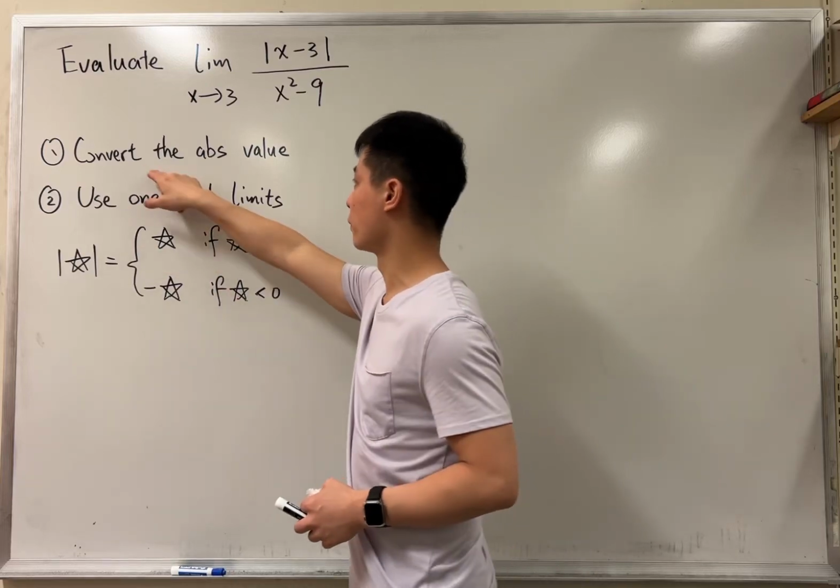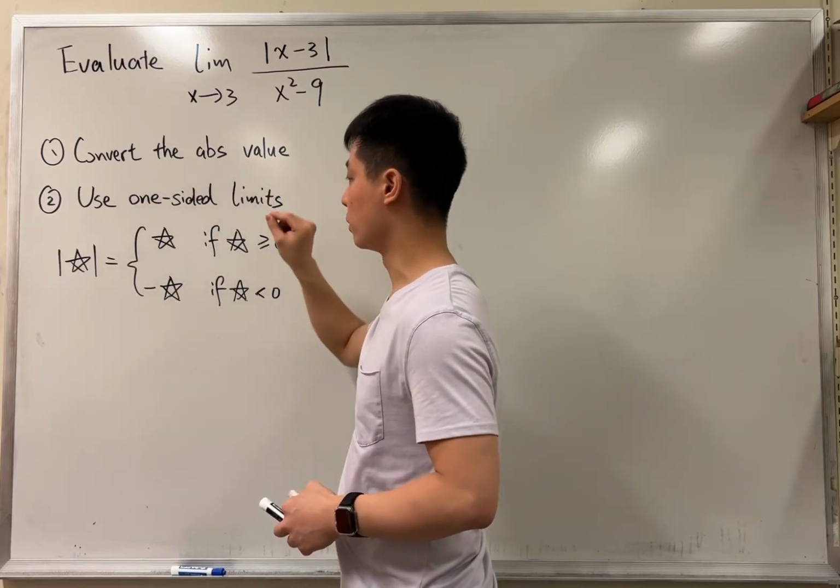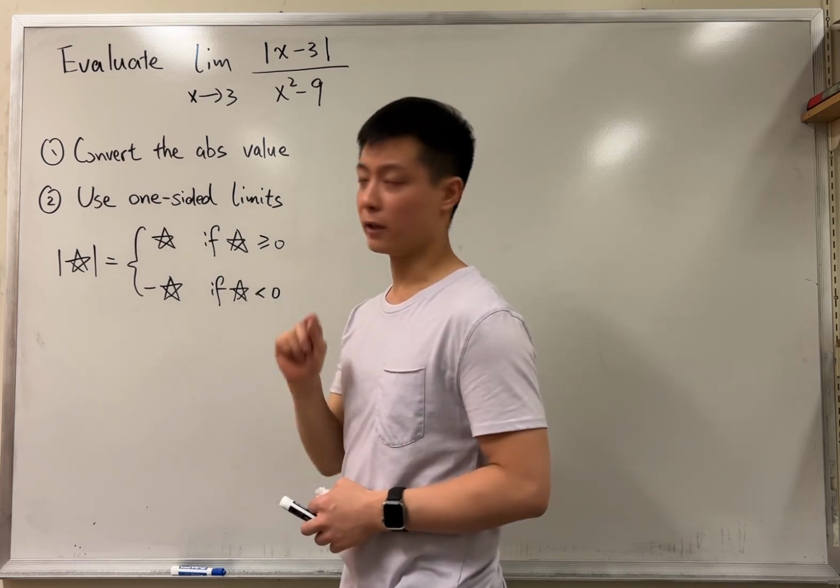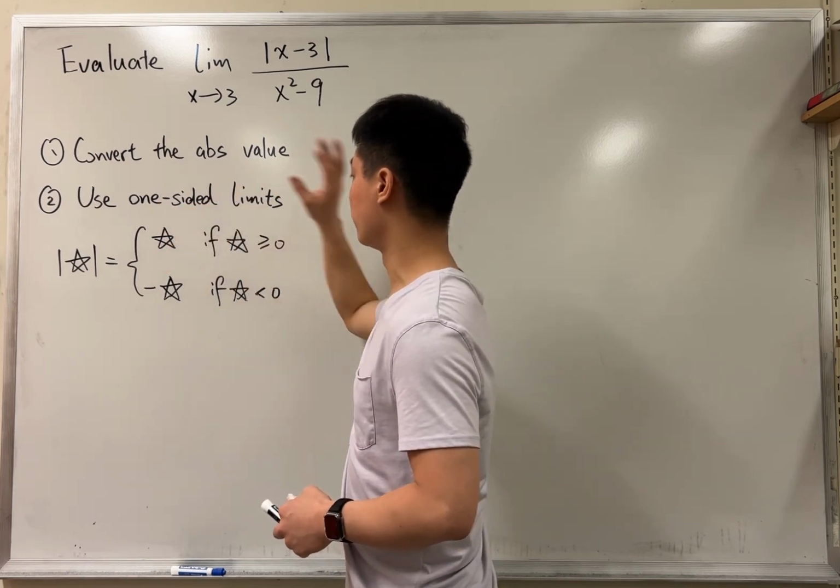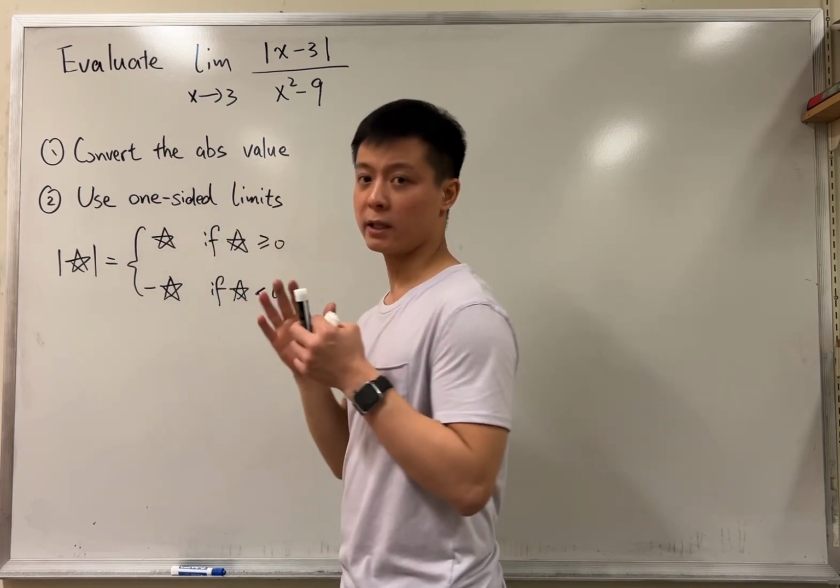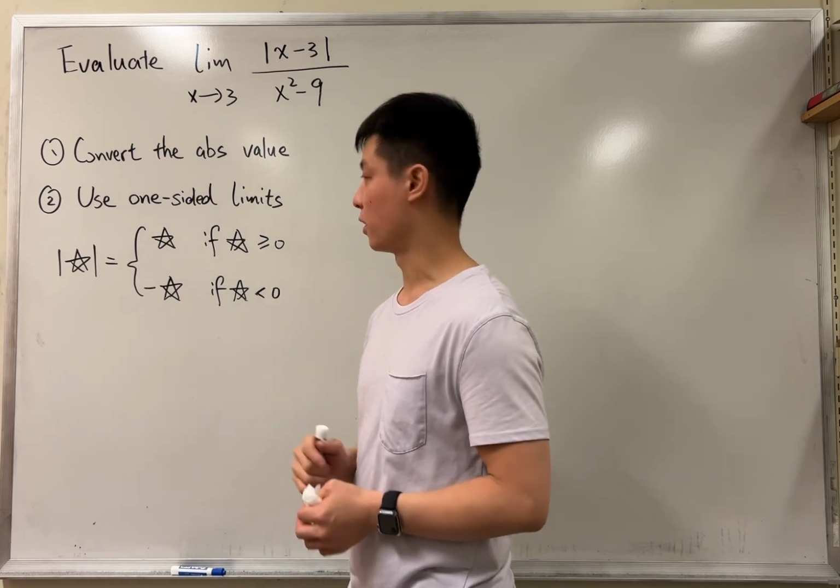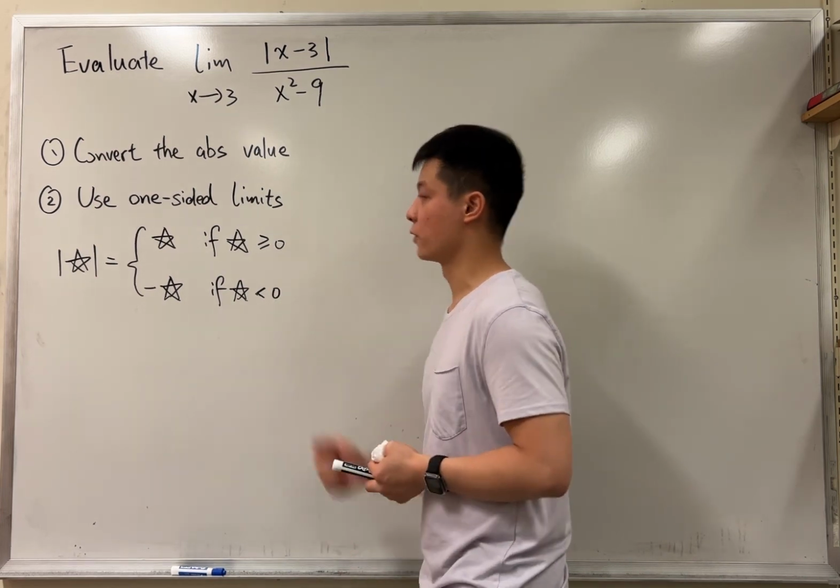Firstly, we need to convert the absolute value expression into a piecewise function. And then we use one-sided limits to evaluate this expression so we can determine whether the limit exists or not. Let's take a look at our conversion template.